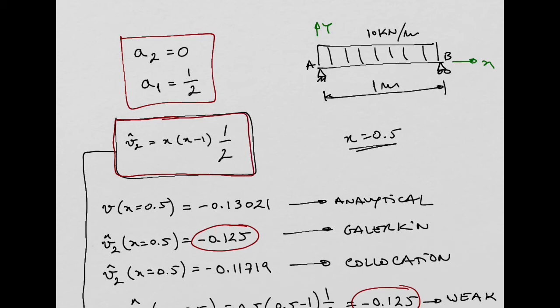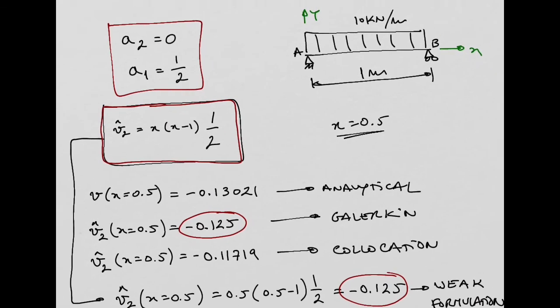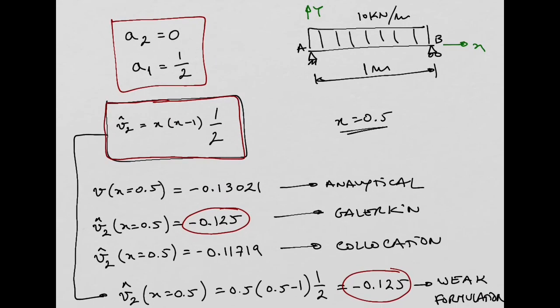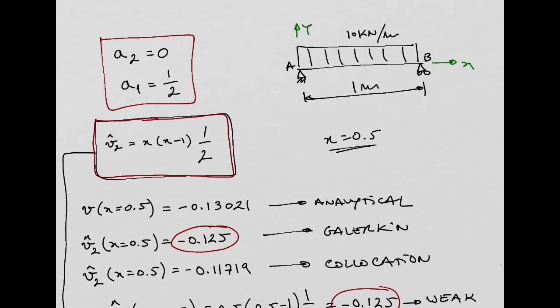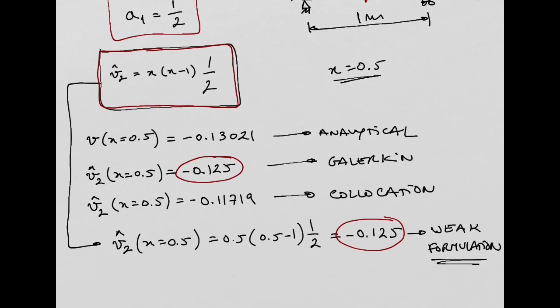Okay? So my next step was then to compare with the previous results from last session. So remember we did this example for this beam. We calculated the results at the midpoint for x equal to 0.5 for the deflection. The analytical result was minus 0.13021. The Galerkin was minus 0.125, and the collocation method we also did in the last session. The result was minus 0.11719.